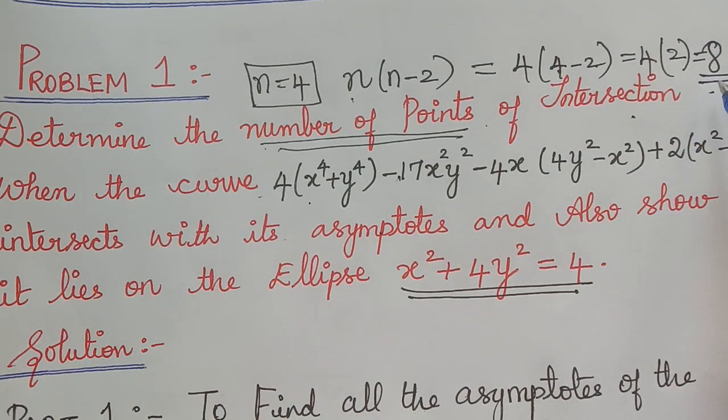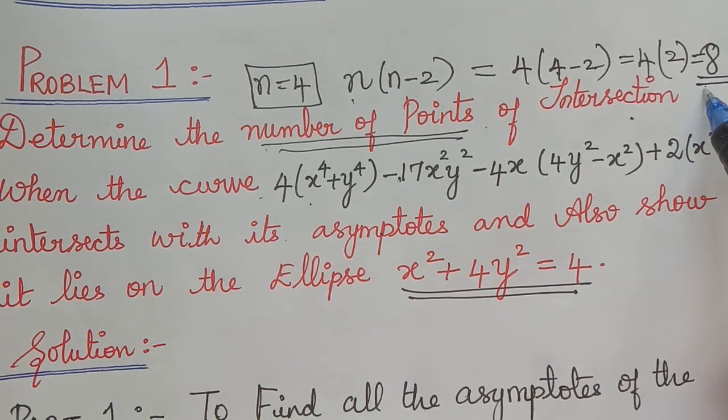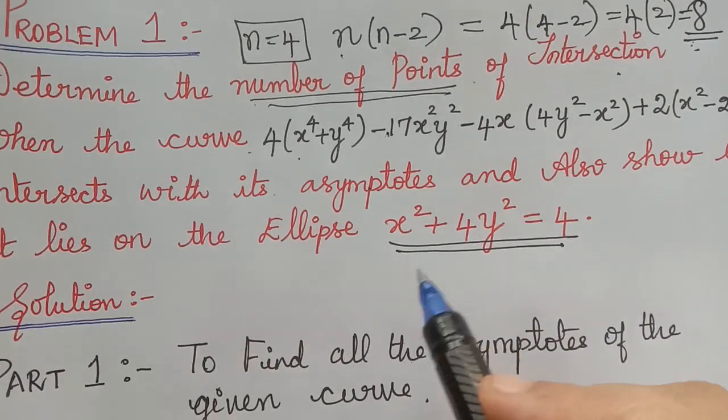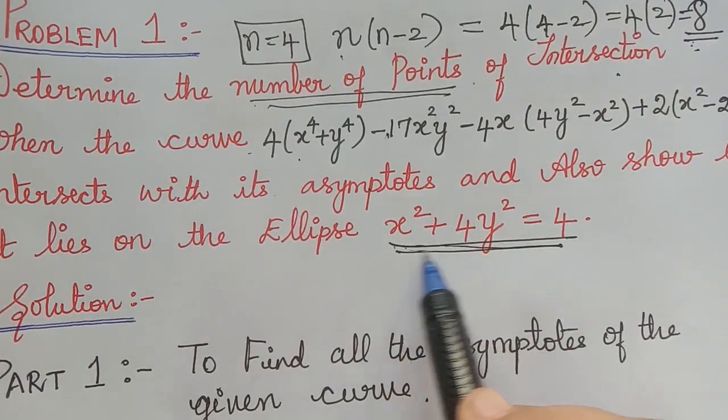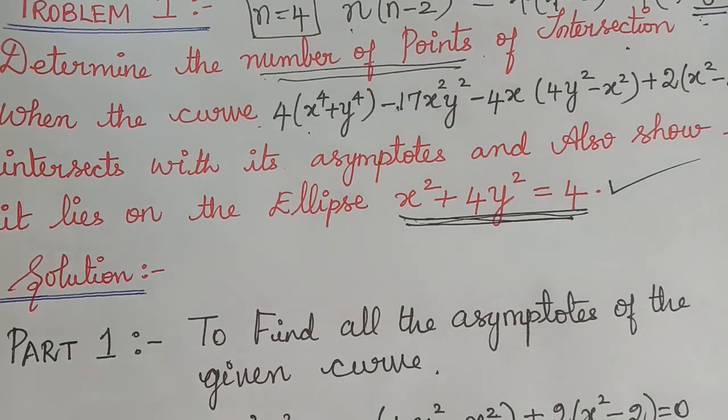That is, there exist 8 points of intersection between the curve and its asymptotes, and all those points of intersection lie on this ellipse. This also we have shown. So this is a significant 15 mark question.